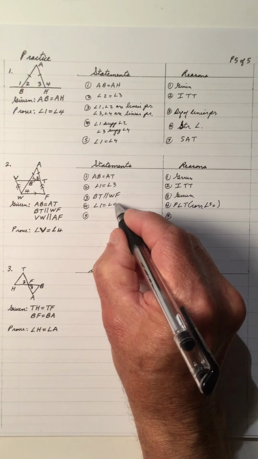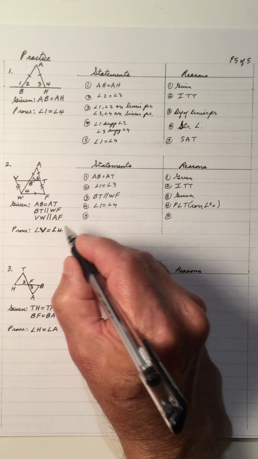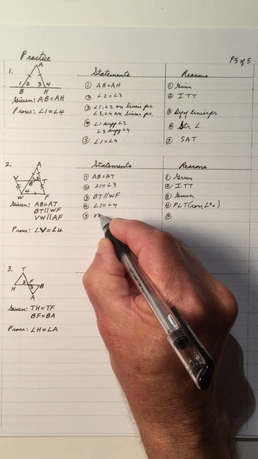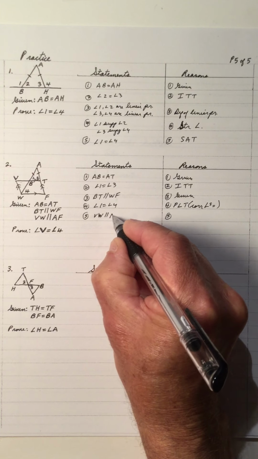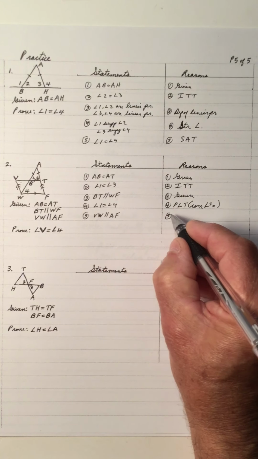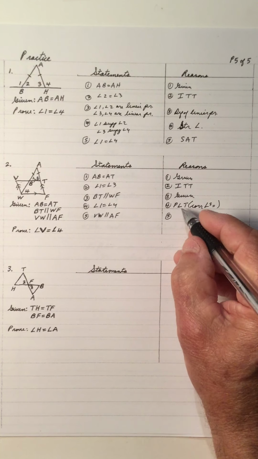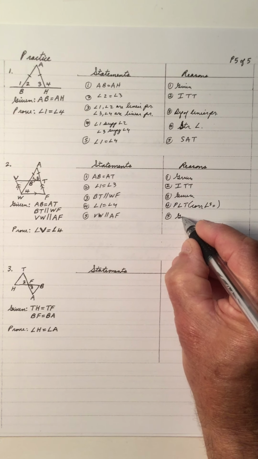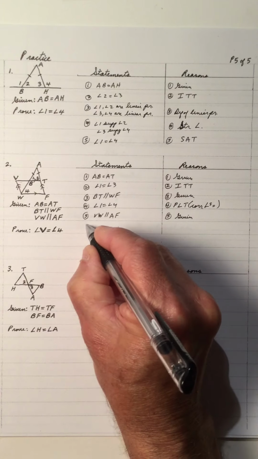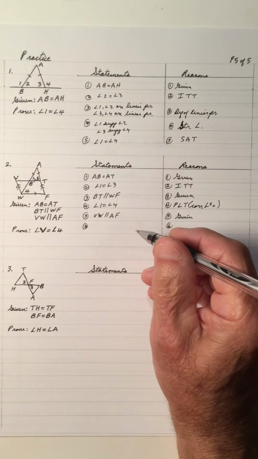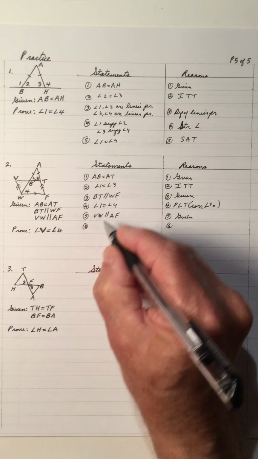Now we have to connect up the V and the 4. So that means VW parallel to AF. Remember, most givens will do something for you in your proof to help you move further. The givens are there to help you do your proof. If not, we wouldn't be able to do the proof.